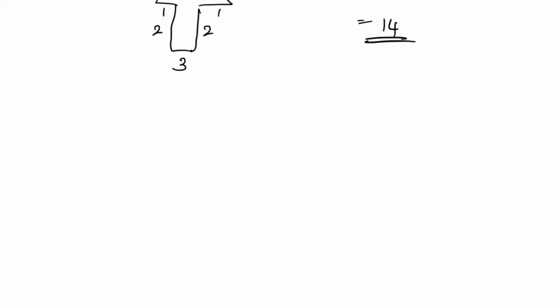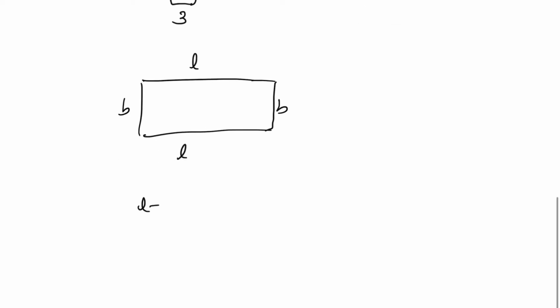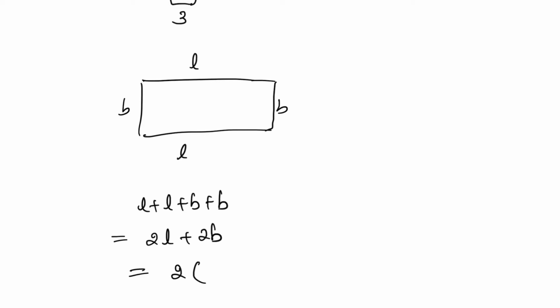Now coming to the perimeter of a rectangle. How will you find the perimeter of a rectangle? If you have the sides like this, you know the length and breadth. So what will be the perimeter? L plus B plus L plus B, that is equal to 2 times L plus 2 times B. It is 2 times (L plus B) that will be the perimeter of a rectangle.